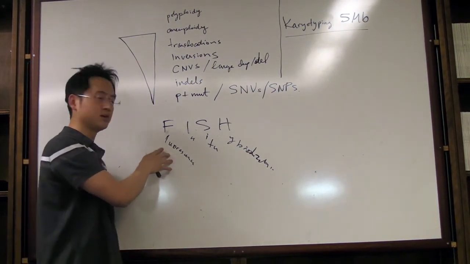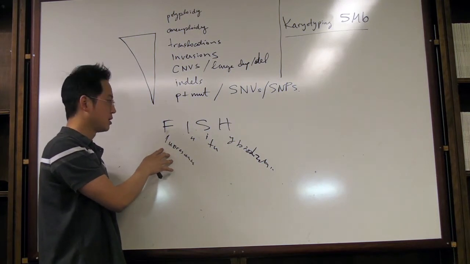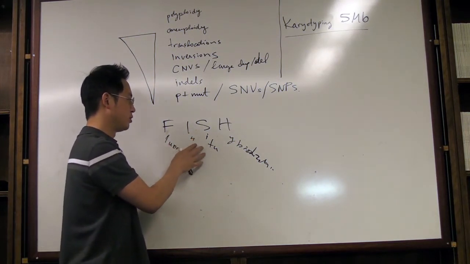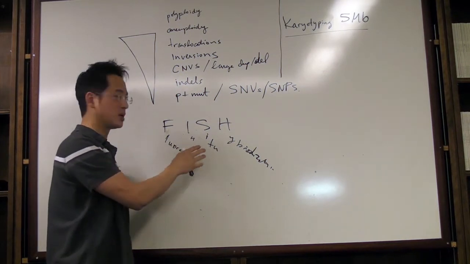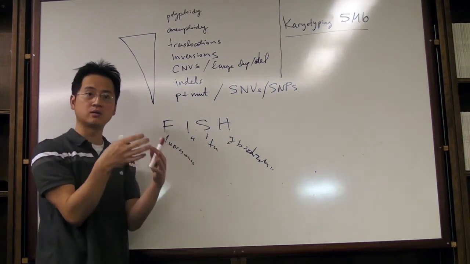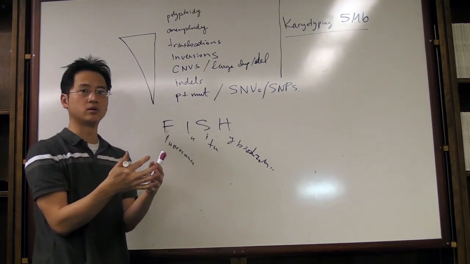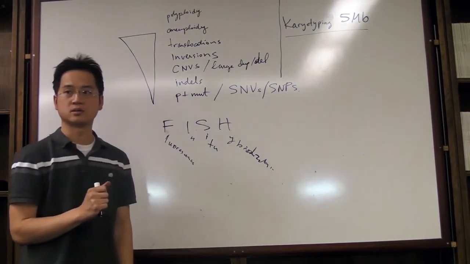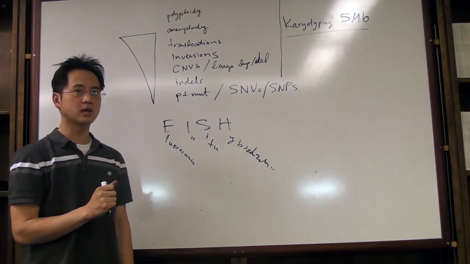The detection method is by fluorescence. The process of doing the detection or the probing is in situ. It's actually on the tissue or on the stuff that you're working with directly. And it is based on hybridization. It's how the probing is done.